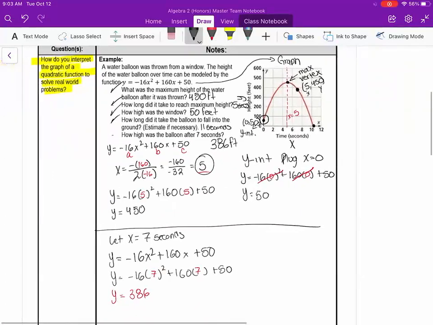Okay, so again, all of those questions deal with the key features of a graph. You just have to make sure that you understand which key feature the problem is referring to.